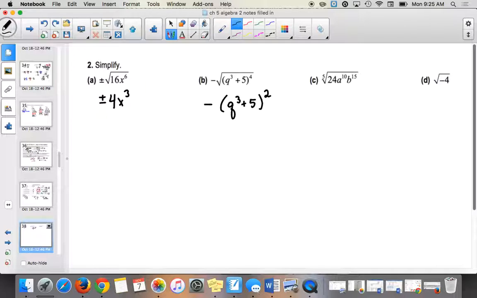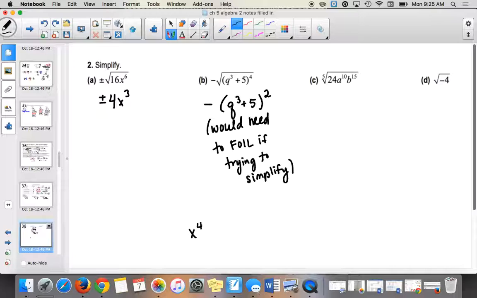And you could FOIL it out. You would get something that starts out with q to the 6th. Is that what you're saying? Yeah, you could do that. But you would actually have to FOIL it, right? You wouldn't just be able to bring that squared in. Remember the freshman dream I was talking about? You can't just bring that in and say, oh, it's q to the 6th plus 25. You'd have to FOIL it. I would just leave it like that. So you would need to FOIL if trying to simplify. Just like if I had x to the 4th under a square root, it ends up being x squared, like that. Same idea.